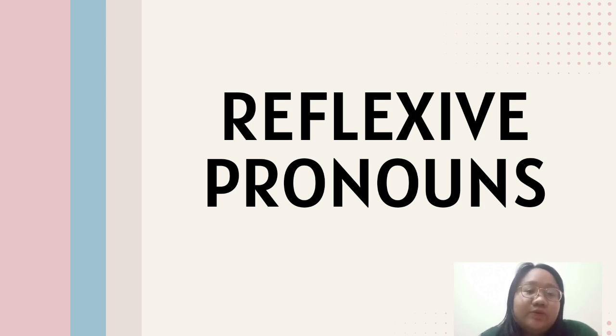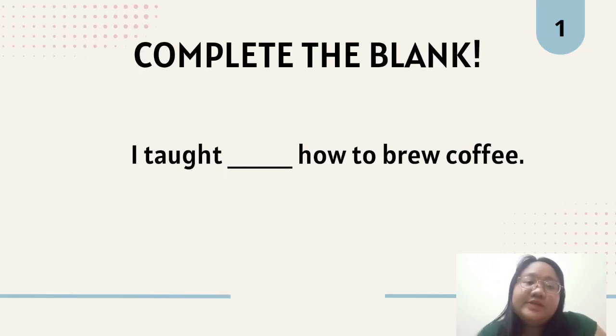Before we proceed to the lesson, let's have a short warm-up activity first. So I will be showing some examples, and all you need to do is to identify the missing word to complete the sentence. Are you ready? Then let's begin. Okay, the first one that we have is, I taught blank how to brew a coffee. What do you think is the missing word that could complete our sentence?